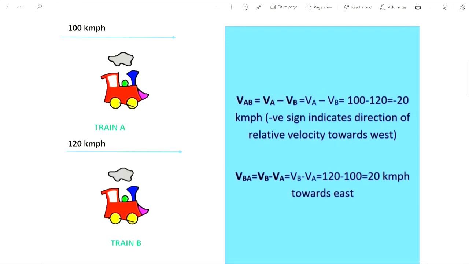Now if we talk about two trains which are moving in the same direction, train A is moving with 100 km per hour, and train B is moving with 120 km per hour in the east direction. Now VAB is VA minus VB, numerical value also, because both are in the same direction, no negative sign is required. It will be minus 20 km per hour, and the negative sign indicates the direction of relative velocity is towards west. A will appear that it is moving backward. VBA is VB minus VA, 120 minus 100, is 20 km per hour towards east.